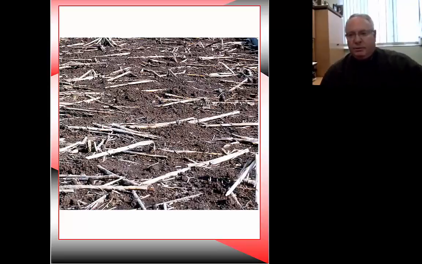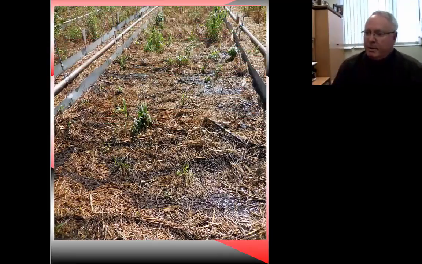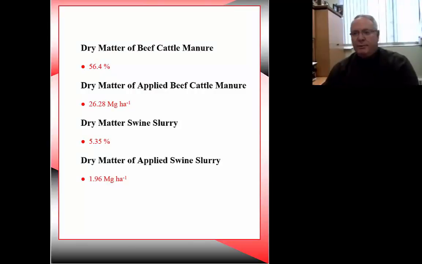There are things that you can do to increase organic matter. One of them is to apply manure. This shows you the amount of beef cattle manure that's required to meet the nitrogen needs of a corn crop going in this area. See, there's quite a bit of beef cattle manure that's required there. And this shows you also the amount of swine slurry that's needed to meet the nitrogen requirements for corn.